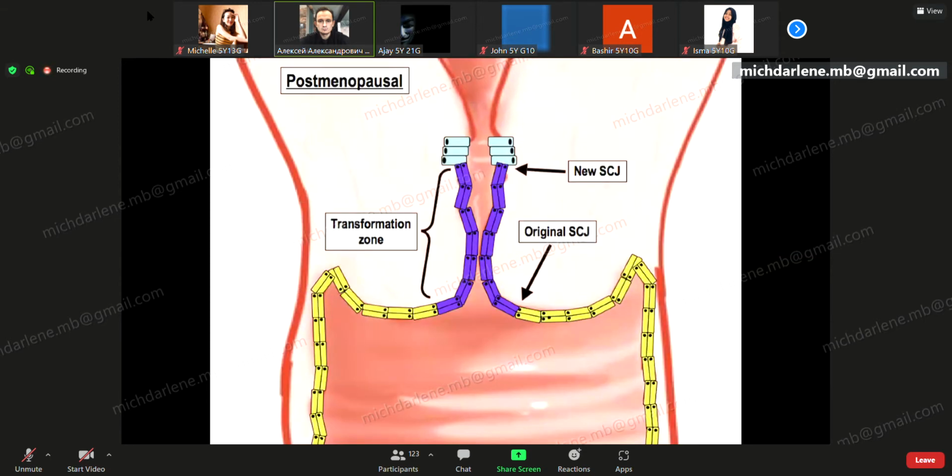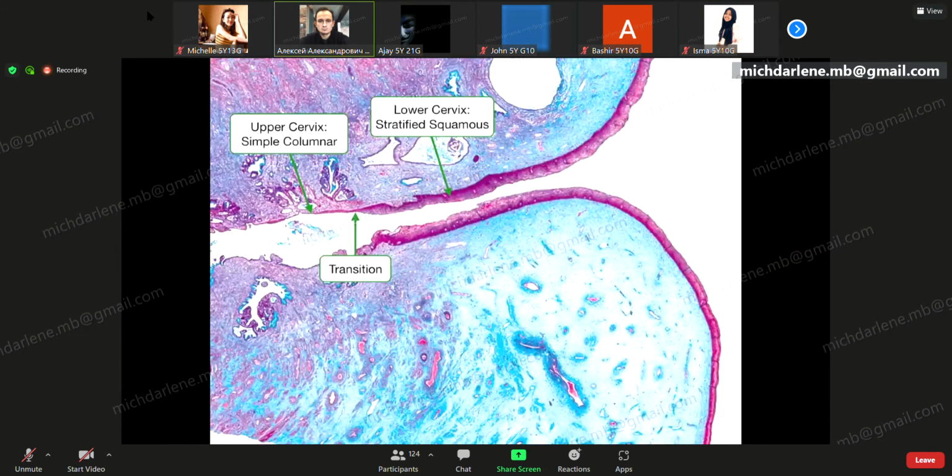After the starting of menopause, columnar epithelium can get resorption and could be conditioned so that we can't find columnar epithelium at all. And squamous epithelium will be everywhere. What does it mean? Take a look at the histological structure.